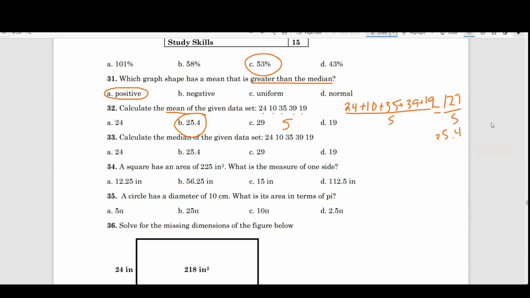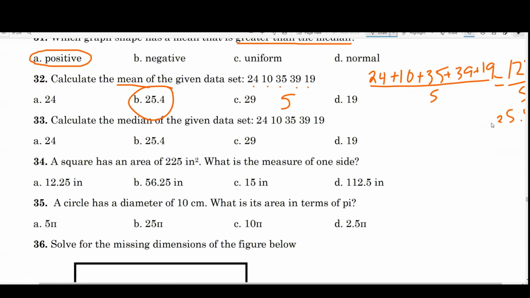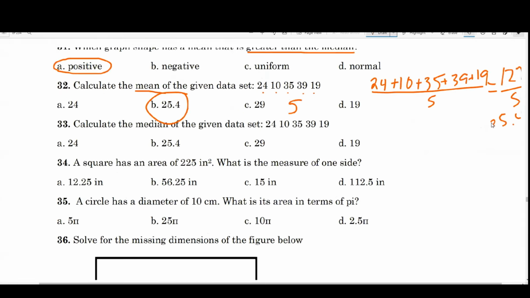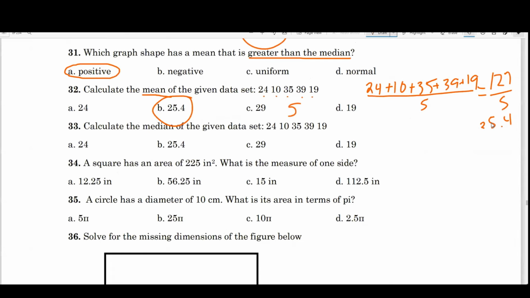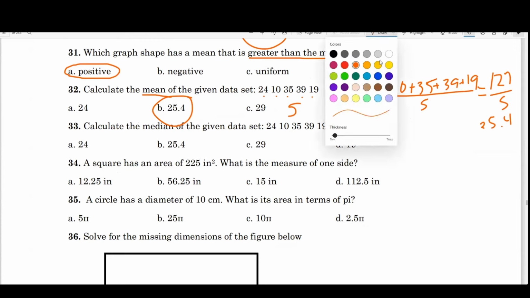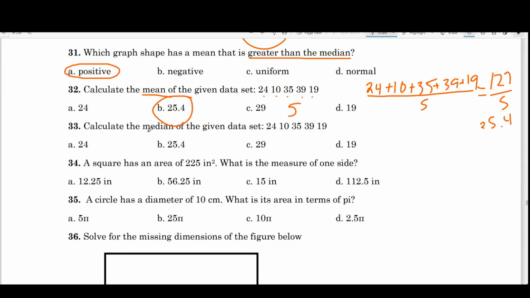Number 33 says to calculate the median of the data set. We have 24, 10, 35, 30, 39, 19. So same exact thing. Anytime you're finding the median, that's going to be the value in the middle. The first thing you always have to do is put these in order from least to greatest before you can decide what falls in the middle. So if I do that, I'm going to have 10, 19, 24, 35, and 39.